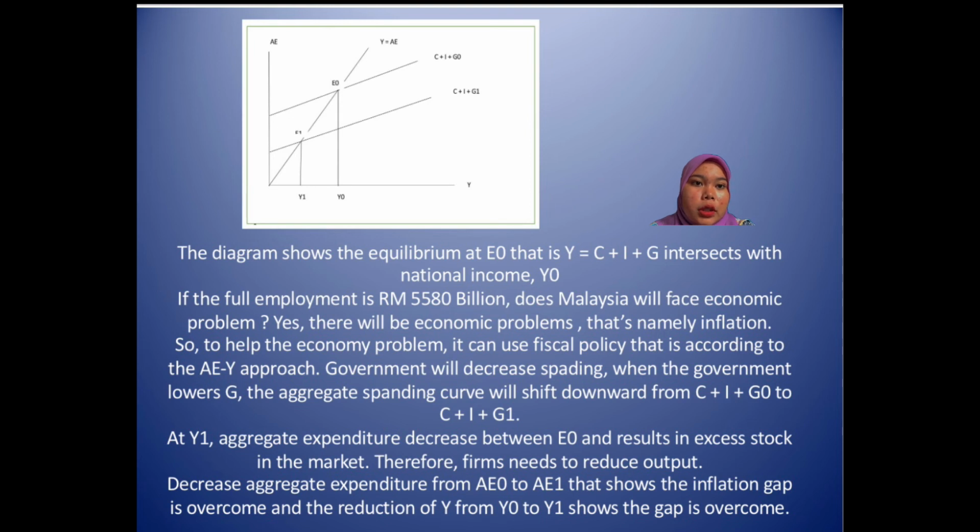The diagram shows the equilibrium at E0, where C plus I plus G intersects with national income Y0. If the full employment is 5,800 billion, does Malaysia face an economic problem? The answer is yes, there will be economic problems, namely inflation.